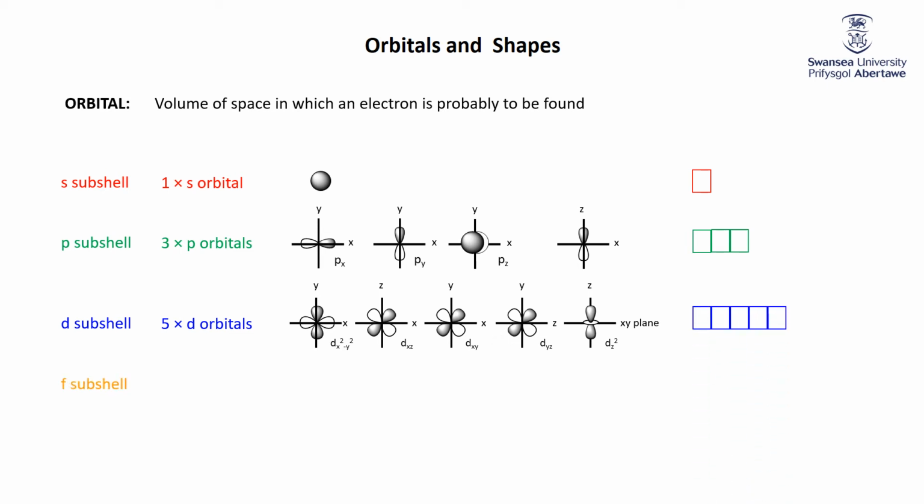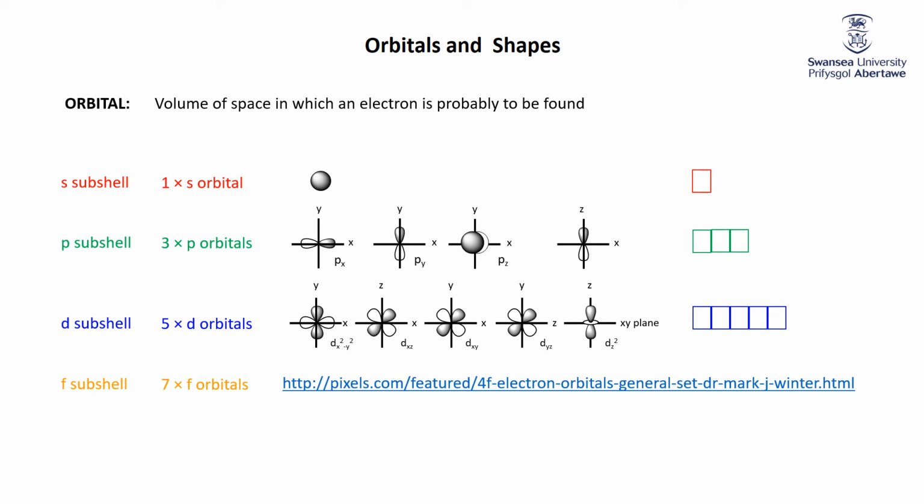Now, for the sake of completeness, I'm going to mention that the f subshell has 7 f orbitals. I'm not even going to think about drawing those. There's a link there that you can use to go have a look at them. And because we're not going to be getting so complicated as to talk about f subshells and f orbitals, I'm not even going to draw boxes, but of course there would be 7 orange boxes.